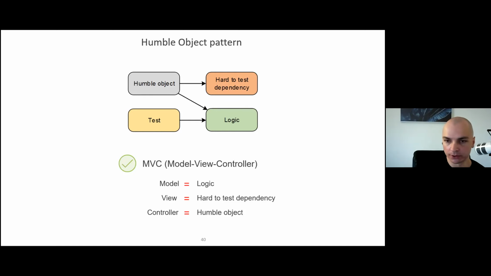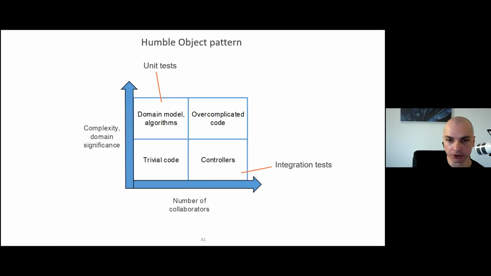And so as a result, we will have this picture where on the one hand, we have unit tests that cover the domain model and the algorithms part, and we have integration tests that cover the controllers part. And we shouldn't cover trivial code at all, and we shouldn't have overcomplicated code. We should refactor that code into either domain model and algorithms or the controllers part.